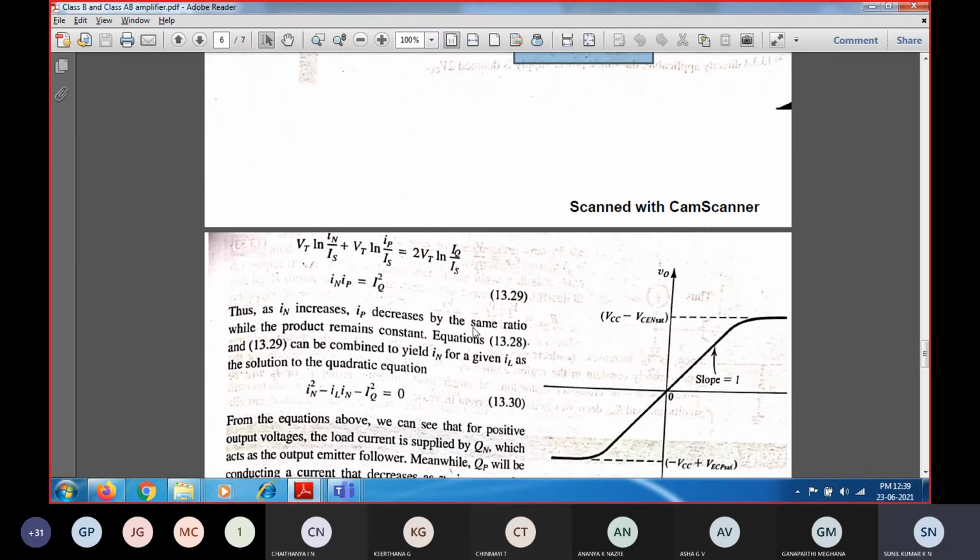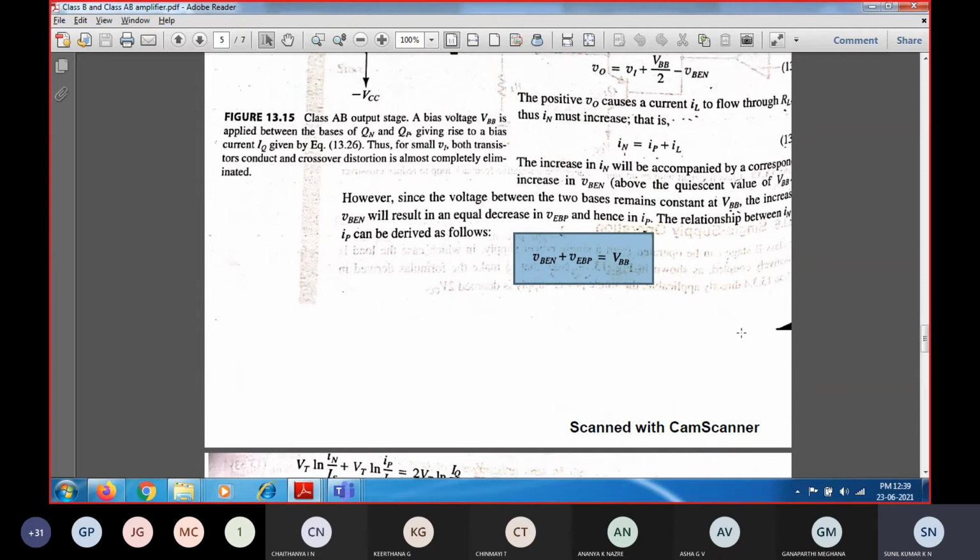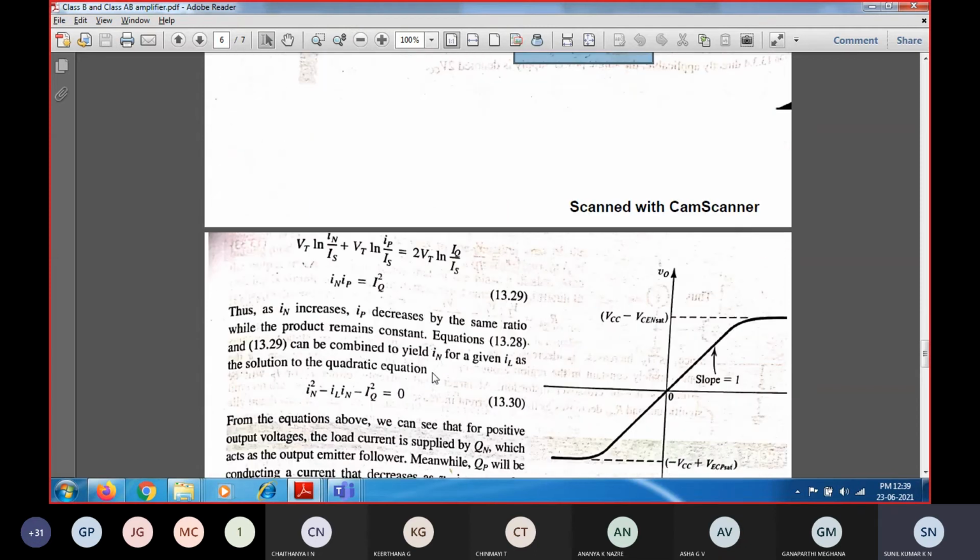And when you substitute this expression, we know that equation 13.29 and 13.27, if they are considered, you can easily find these three equations. Then obviously you can find the value in the form of a quadratic equation. That equation will be In square minus In Ip minus Iq square, which will be equal to 0.